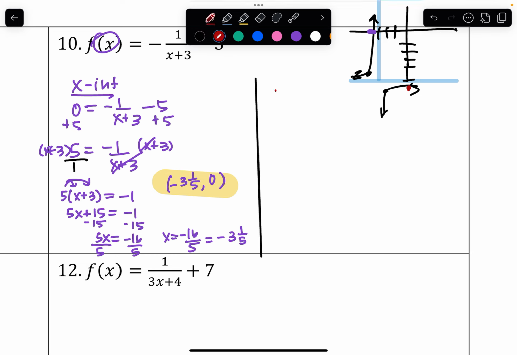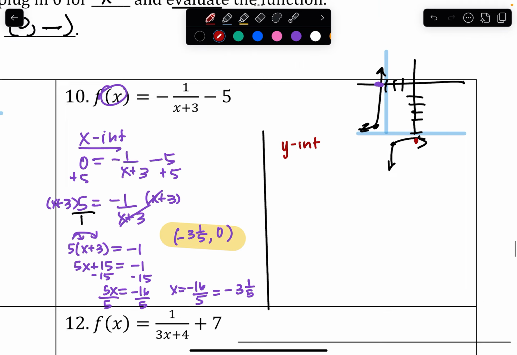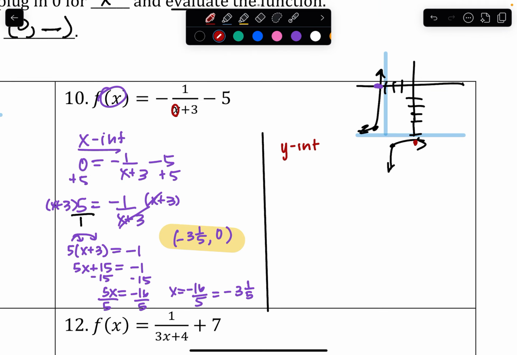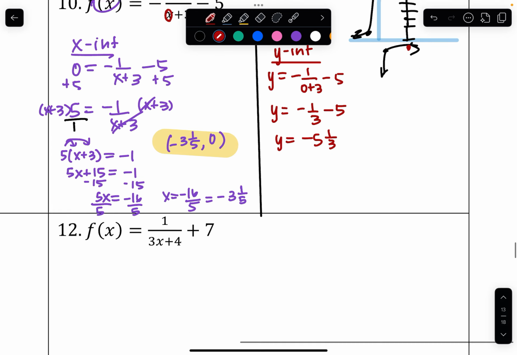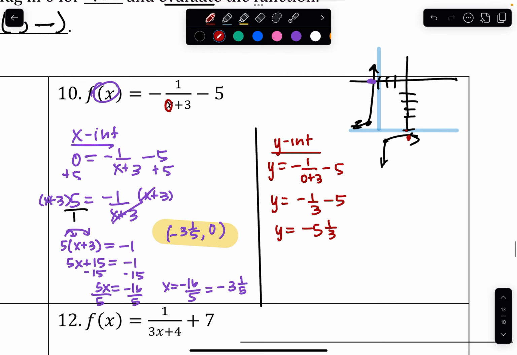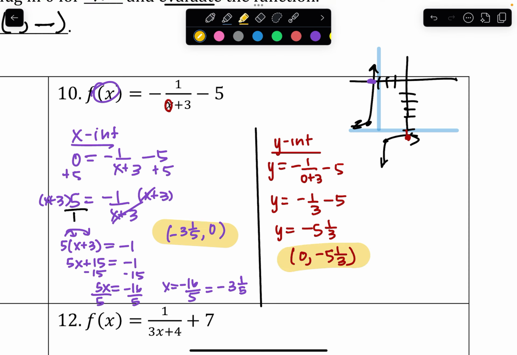All right, and then for the y-intercept, we are plugging in 0 for the x. And so that would give me y equals -1 over 0 plus 3 minus 5, which is -1/3 minus 5, which I'm going to go ahead and leave in its mixed number, -5 and 1/3. Okay, and so looking at our picture, it's just past the -5 like we expected. And that would be our final answer.